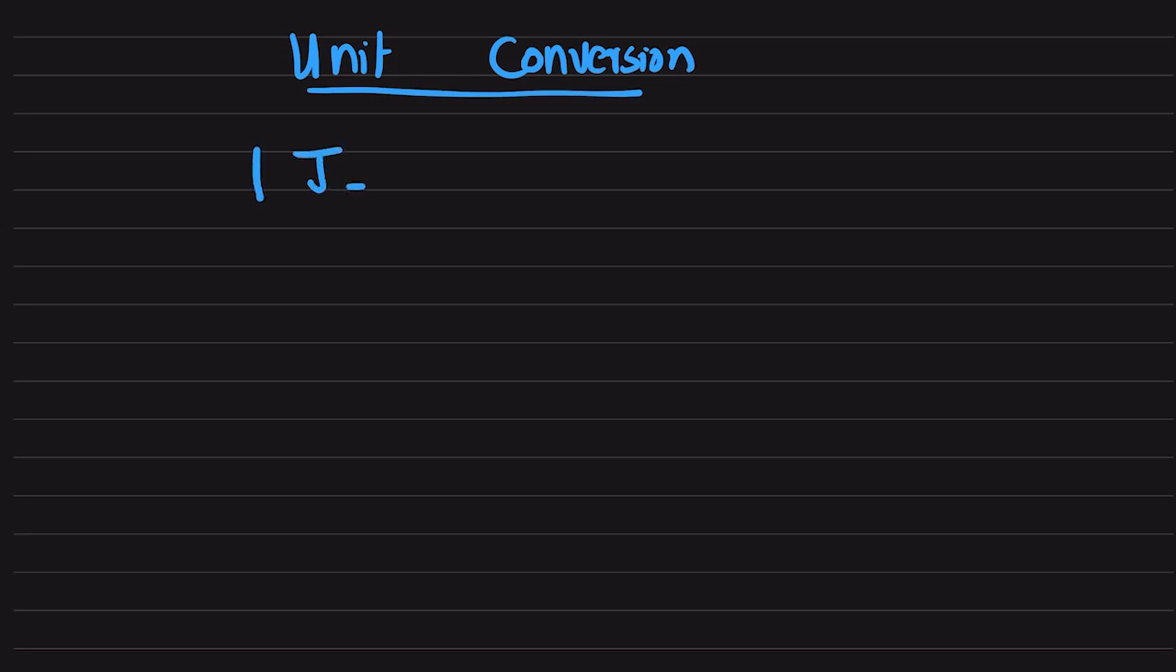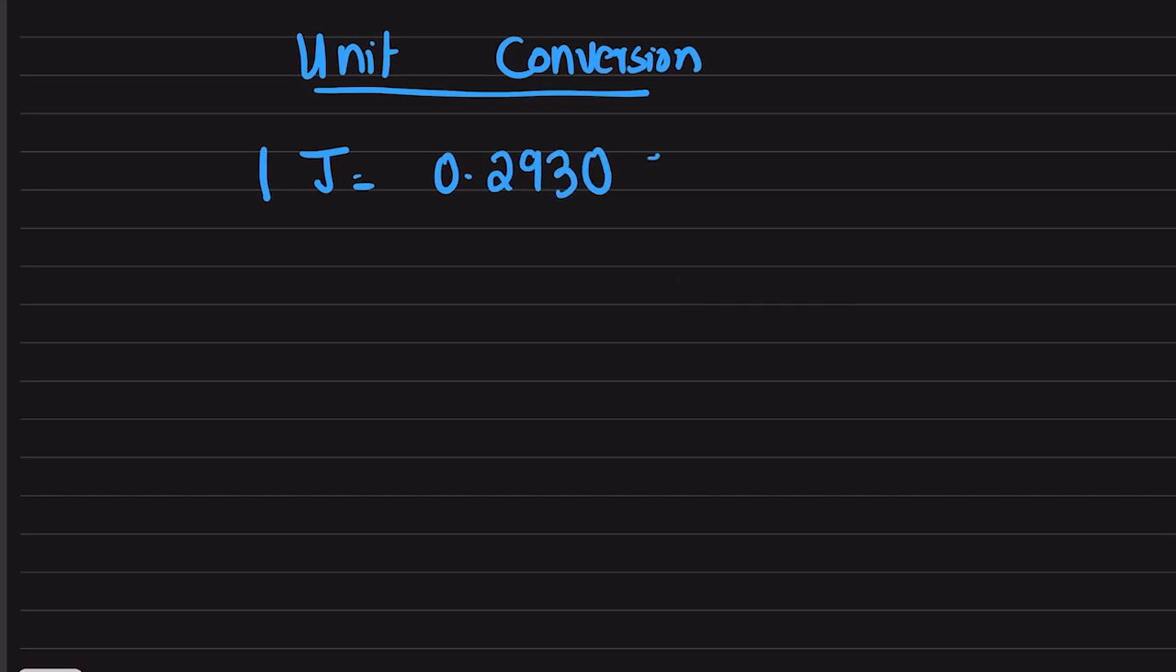Unit conversion is very important. We need to know about unit conversion also. It's a quick recap of unit conversion. We have joule, cal and kilocalories. So 1 joule equals 0.2390 cal.